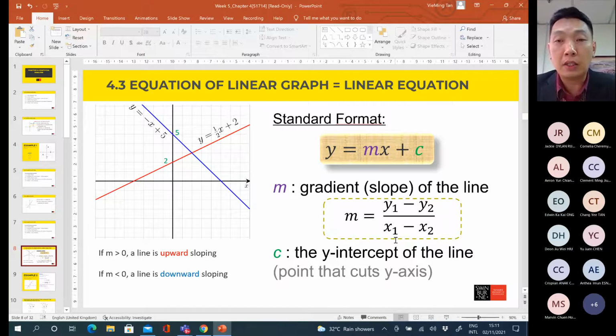Before that, let us also check. If the m value is greater than 0, that means the straight line is upward sloping, like this red line, where the m value is positive 0.5. That means when x increases, y also increases. If the m value is a negative number, let's say negative 1, the linear line will be downward sloping. That means when x increases, y will reduce, so x and y have a negative relationship.